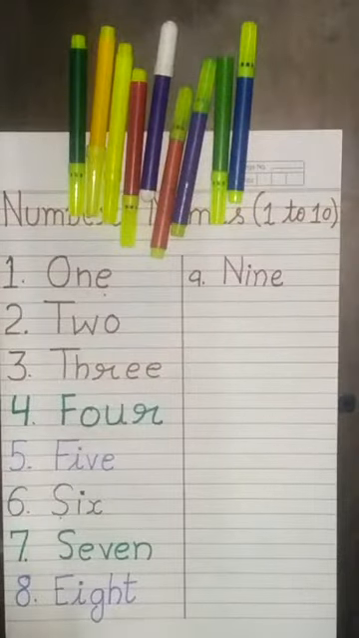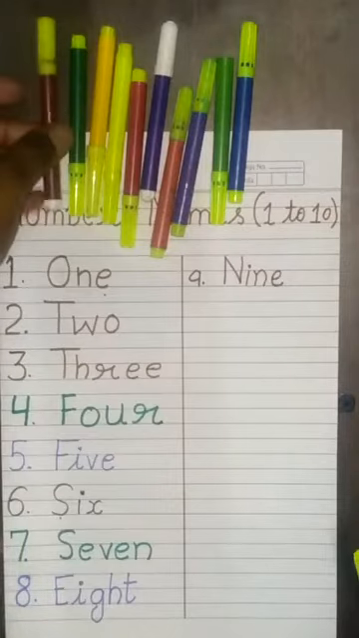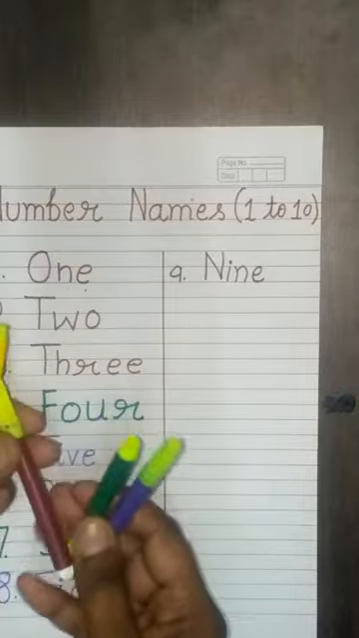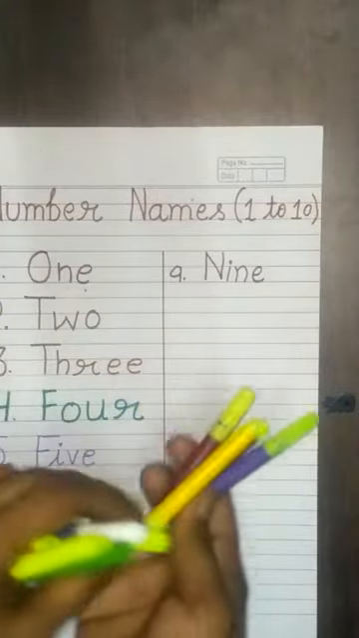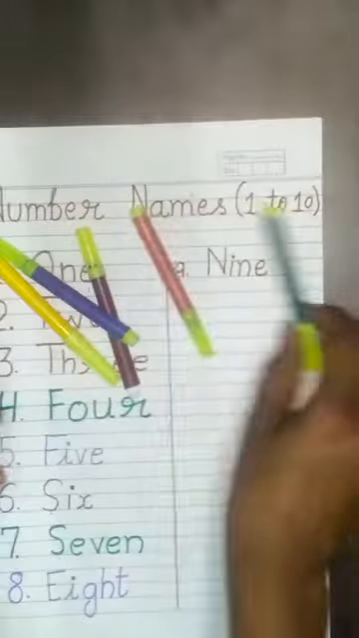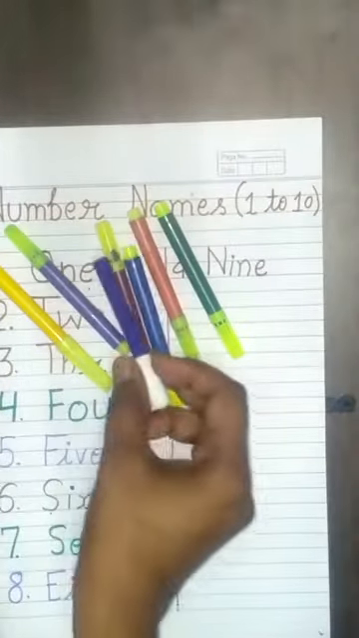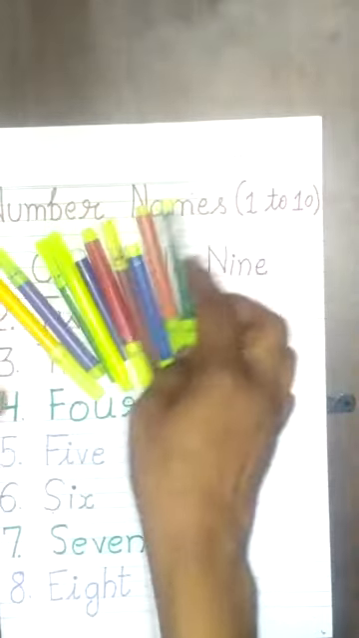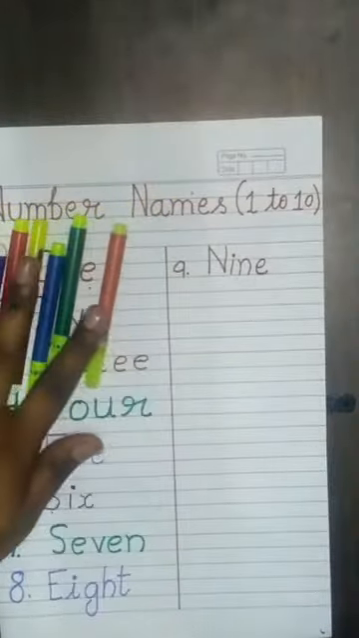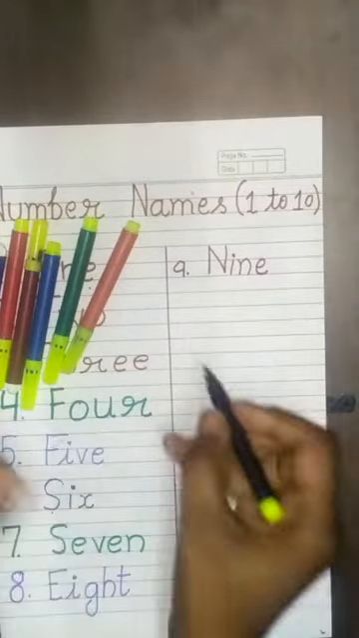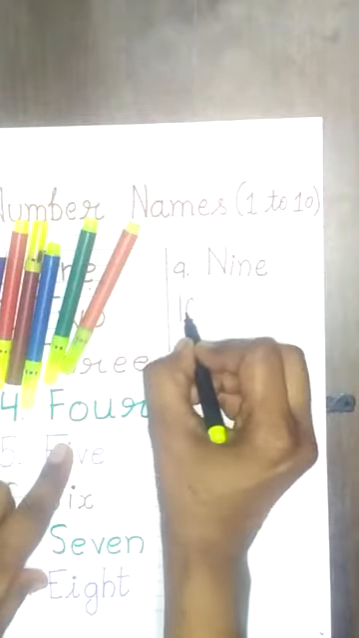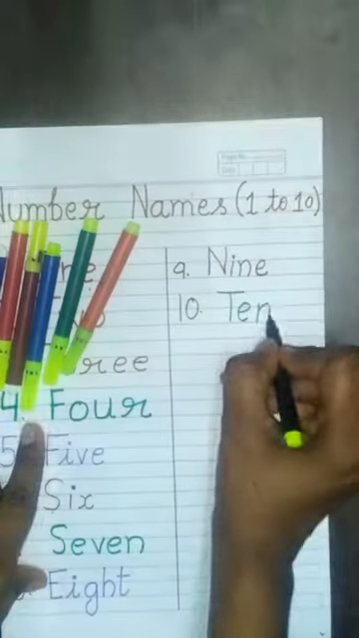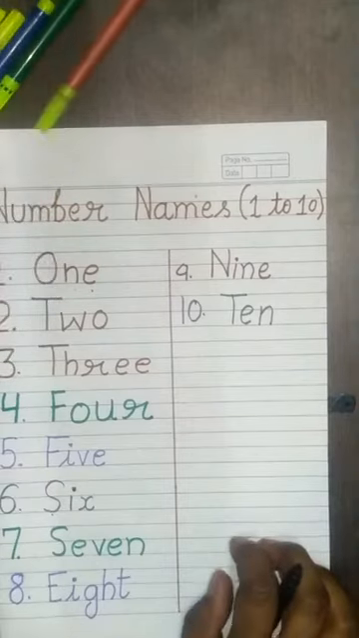9. I add one more pen here. So let's start counting with me. 1, 2, 3, 4, 5, 6, 7, 8, 9 and 10. Here we have completed counting 1 to 10. We write 10 like this. T E N. 10.